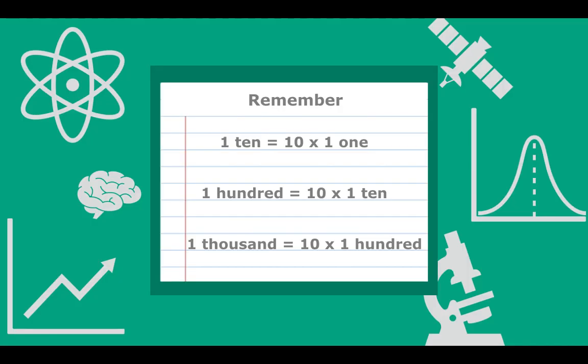We learned 3 things to remember. 1 10 is 10 times as much as 1 1. We learned 100 is 10 times as much as 1 10. And that 1000 is 10 times as much as 100. We could use this when we get to bigger numbers.